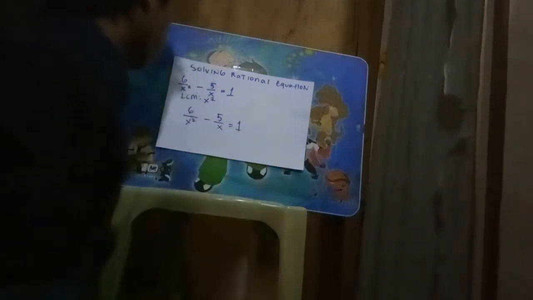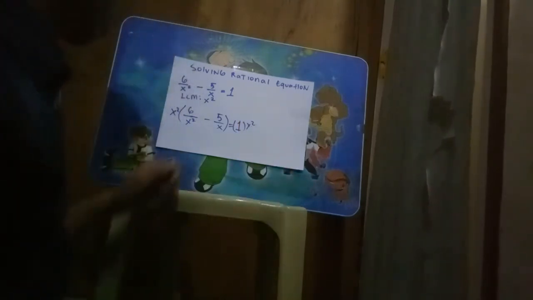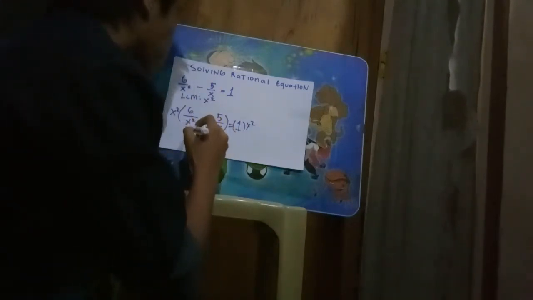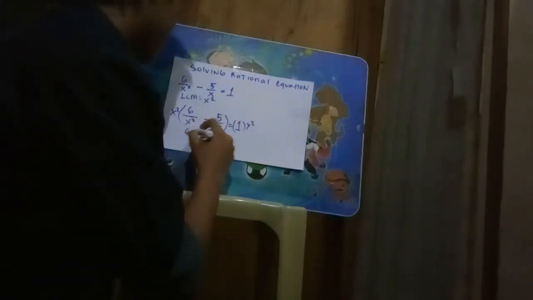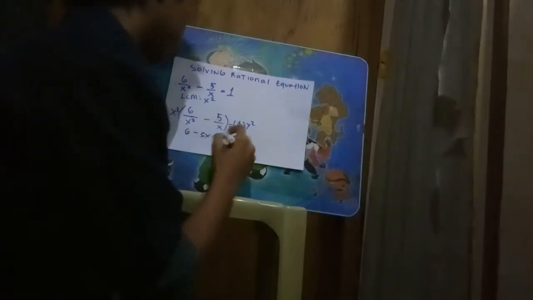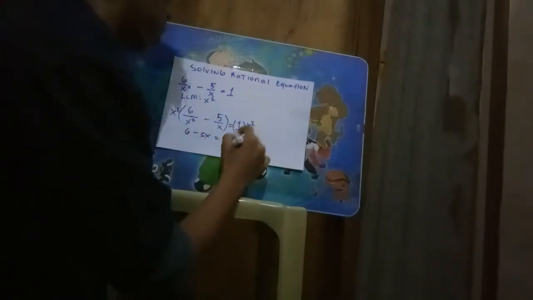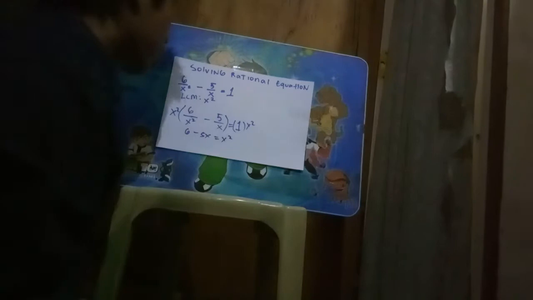So 6 over x squared minus 5 over x equals 1. Multiply both sides by x squared. Then what will remain here is 6 minus 5x equals x squared. So now we get this equation. As you can see, this is a quadratic equation.